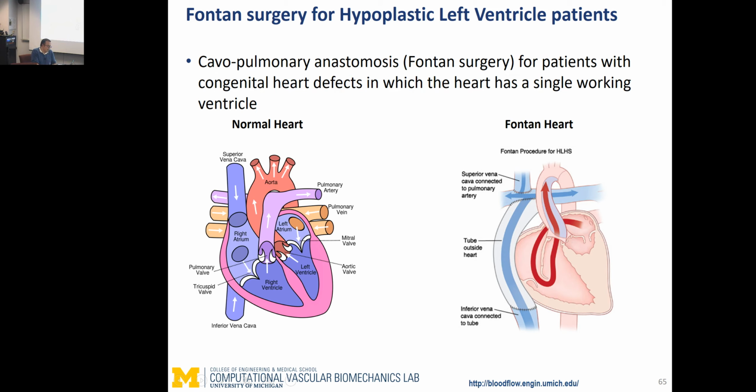And then obviously you don't have a ventricle to handle the pulmonary circulation. So this is done by connecting the veins that bring blood back to the heart. Instead of going to the heart, now they are hooked up directly to the pulmonary artery. So the blood gets to the lungs without ever touching the heart. These are the T junctions that you see here. This is the best you can do because you only have one pumping chamber.